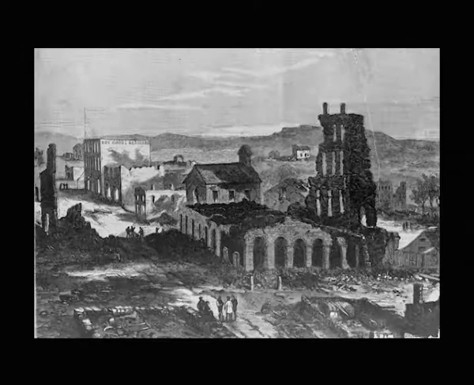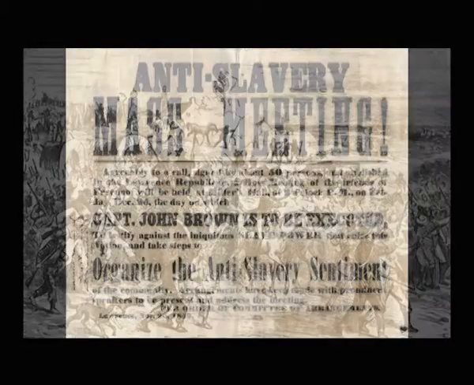Some historians consider the Battle of Blackjack to be the first true battle of the American Civil War. The sacking of Lawrence occurred on May 21st, 1856, when pro-slavery activists attacked and ransacked the town of Lawrence, Kansas, which had been founded by anti-slavery settlers.